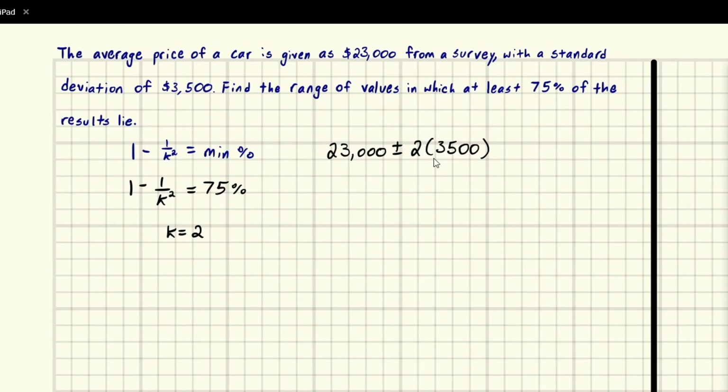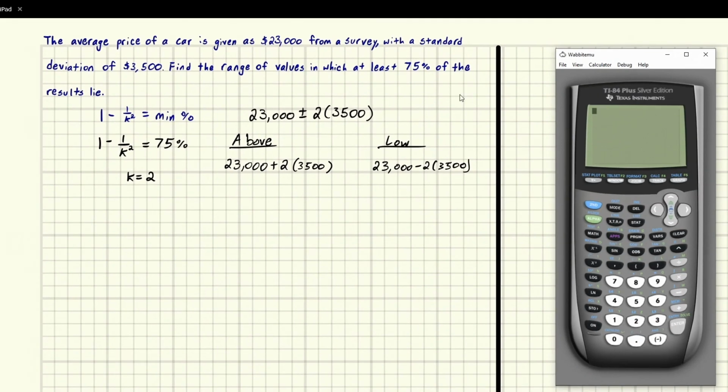So our above range, our high end, is going to be the plus side, right? We're going above the average. So it's going to be plus 2 times 3,500. And then we're going to have a low range, which is going to be the minus side, 23,000 minus 2 times 3,500. So let's go ahead and do this.